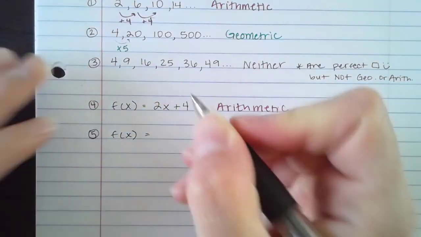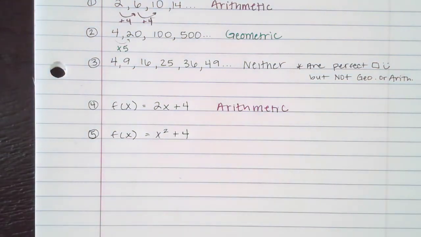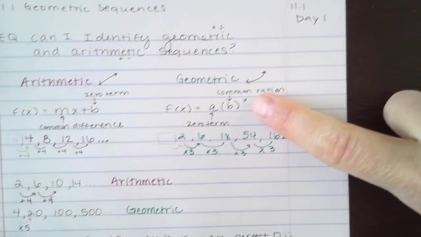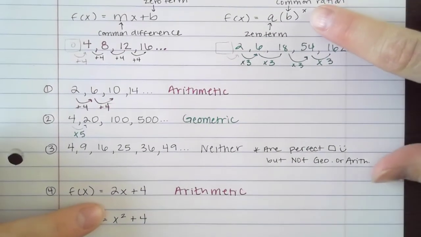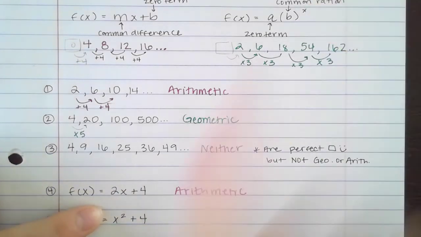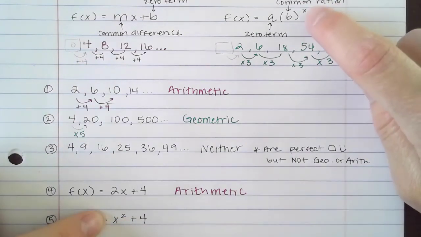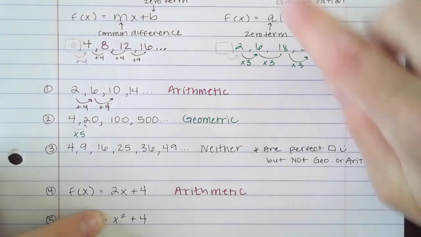f of x is equal to x squared plus 4. Ooh, so there's an exponent. Is it geometric? Let's compare. It's not geometric because the x is not in the exponent. The x has an exponent, x squared, but the x is not the exponent. And so it's not geometric.